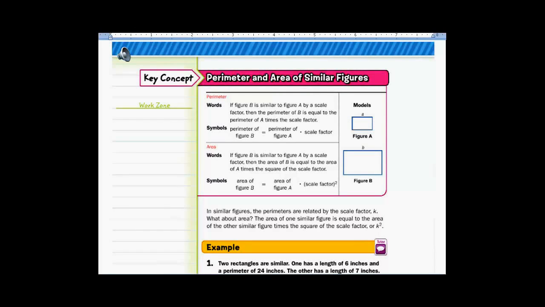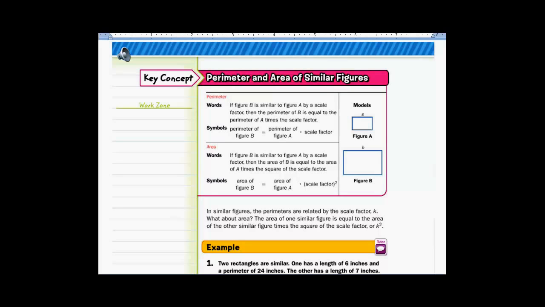All right, this is chapter 7, lesson 7. Last lesson in this chapter on transformations. They are talking in this one about the area and perimeter of similar figures, so how they are related. And there is a relationship there. Sometimes it can be a little confusing.